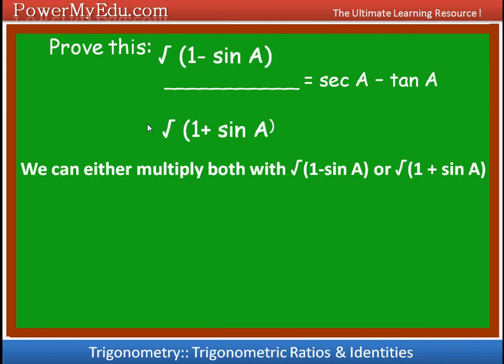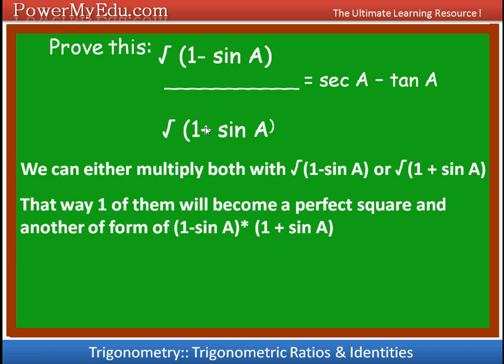We can either multiply both by root over 1 minus sin a or root over 1 plus sin a, so that internally they will become 1 minus sin a whole square or 1 plus sin a whole square, and the root will go. So we need to choose between these two. One of them will become a perfect square, either 1 minus sin a whole square or 1 plus sin a whole square.